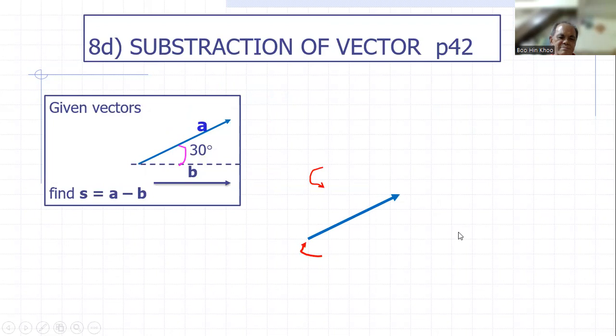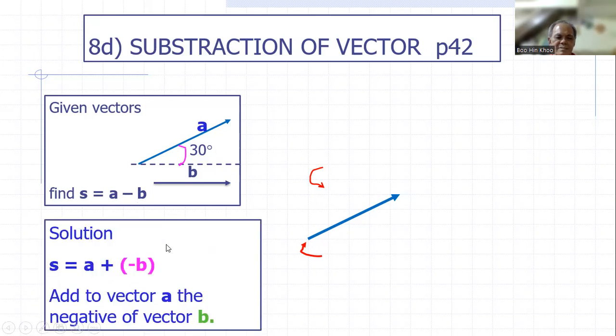Subtraction of vector. Given A, that's your B. S is A minus B. So the first thing, of course, we draw A. And we have to write the equation. What does the subtraction mean? It means A plus minus B. Add to vector A the negative vector B. So that's your vector A, same length, probably same length.